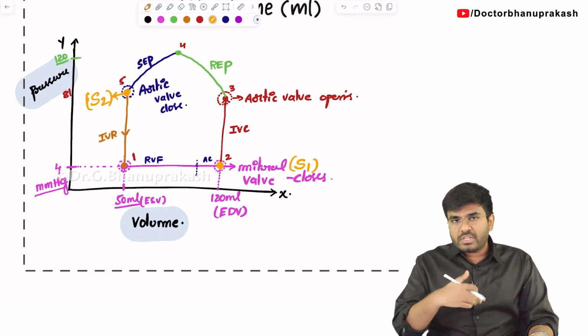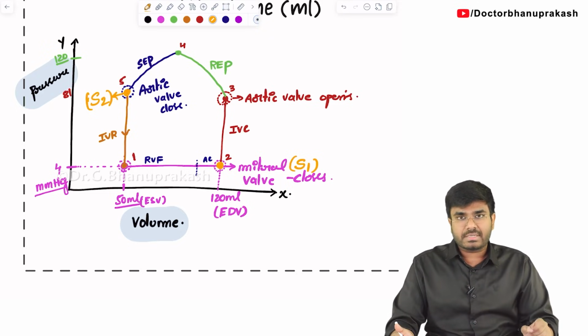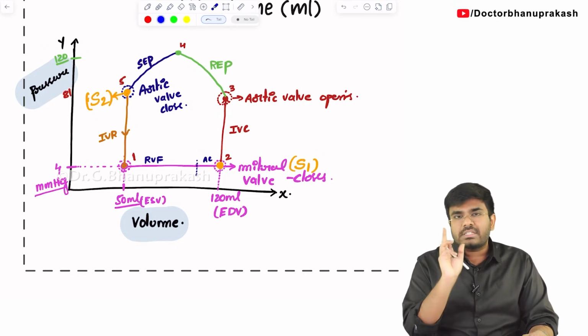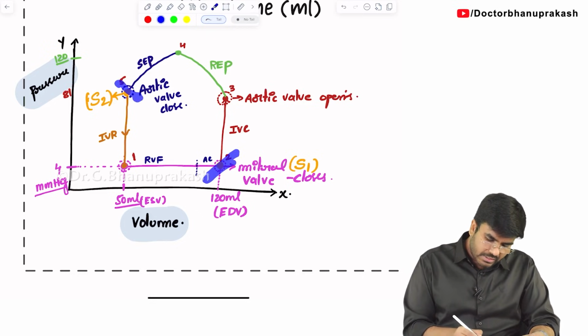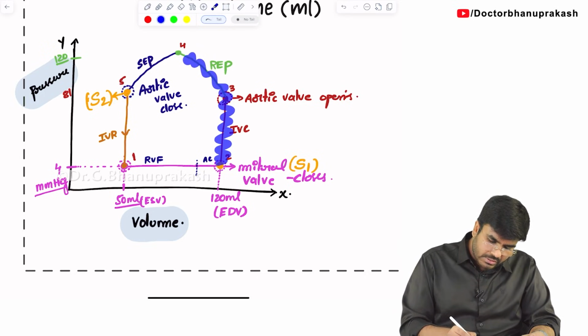Now you tell me, from which point to which point does systole extend? What do you think? You know, systole is a phase between the S1 and S2 heart sounds. So here is S1, here is S2. All this area that I am highlighting is systole.